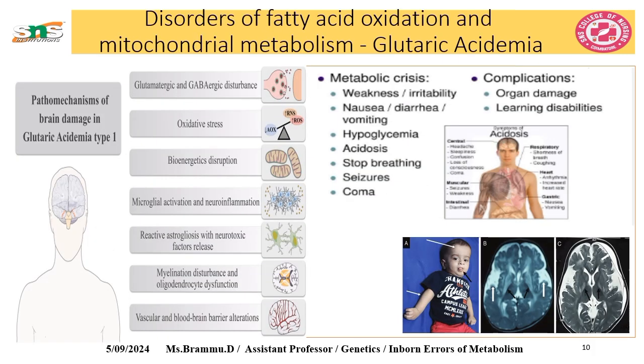stop the HGA accumulation. The next important metabolic disorder is a fatty acid oxidation disorder, which we call glutaric acidemia. Here the clients have weakness, irritability, nausea, vomiting, hypoglycemia, that is, sugar levels are very reduced, and acidosis, cessation of breathing, that is apnea, seizures and coma. The major complication of this disorder is that the client can develop organ damage or learning disabilities.